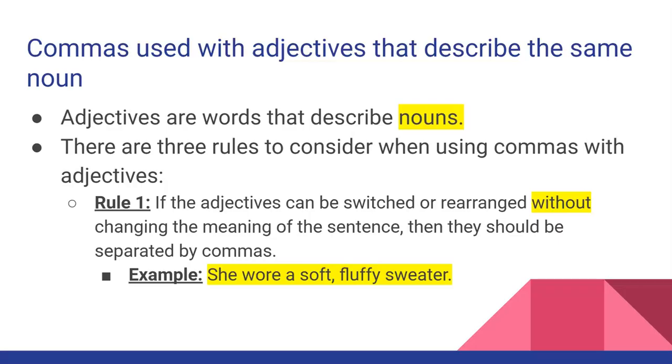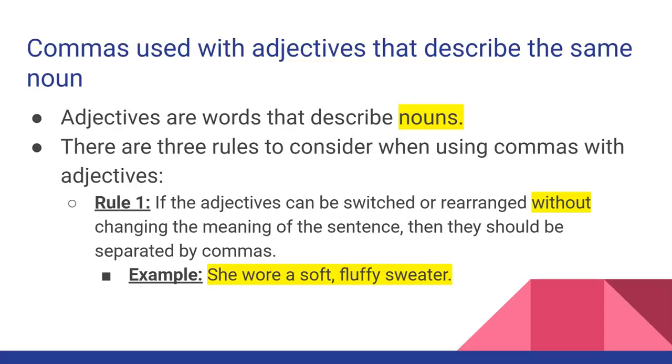They're describing words. So again, there are 3 rules that we have to consider if we are using commas with adjectives. And rule number 1 says if the adjective can be switched or rearranged without changing the meaning of the sentence, then those 2 adjectives need to be separated by a comma. So for example, she wore a soft, fluffy sweater. The noun that we're looking at in this sentence is the word sweater. And there are 2 adjectives in this sentence that describe the sweater. The sweater is soft and the sweater is fluffy. We could rearrange those words and the sentence would not change. We could say she wore a soft fluffy sweater or she wore a fluffy soft sweater.